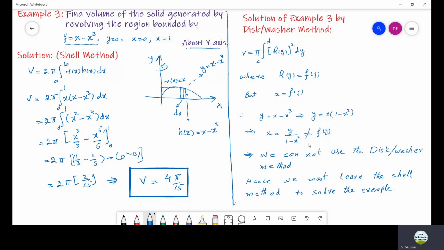So this is not equal to f(y). In other words, this is not a function such that there will be no x on the right hand side, but there is 1 − x². That is why we cannot use the disk or washer method. Hence, we need to learn the shell method to solve such types of problems. That's all.